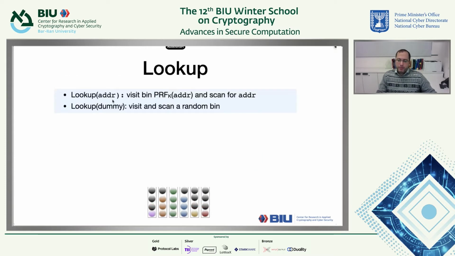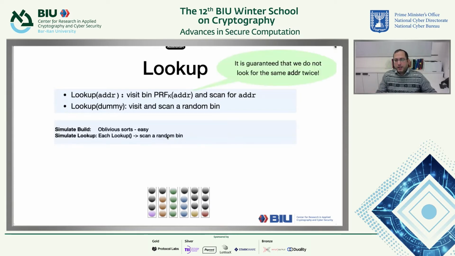When I need to look up a specific ball, I'm going just to visit the bin where it resides. I'm going to compute it according to the PRF, and I'm going to scan that bin. And when I need to look up a dummy, I'm just going to visit a random bin and scan that random bin. Now, security is guaranteed because my promise is that I'm never going to query the same address more than once. Okay? I'm going to query everything at most once.